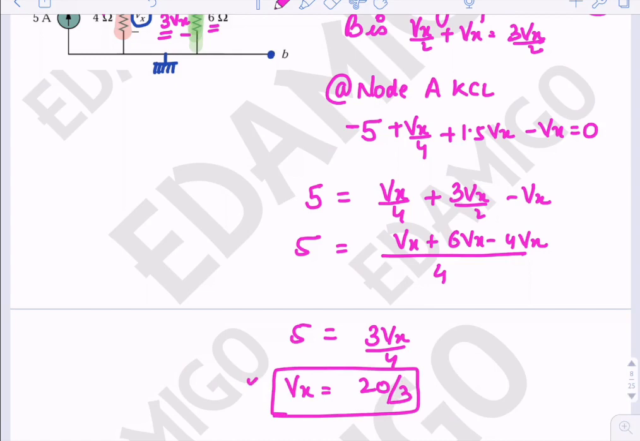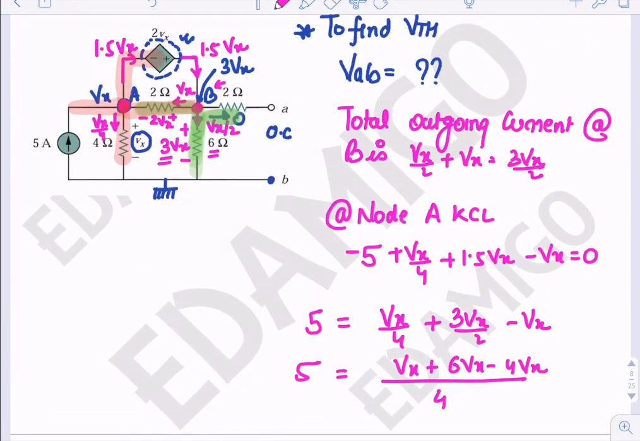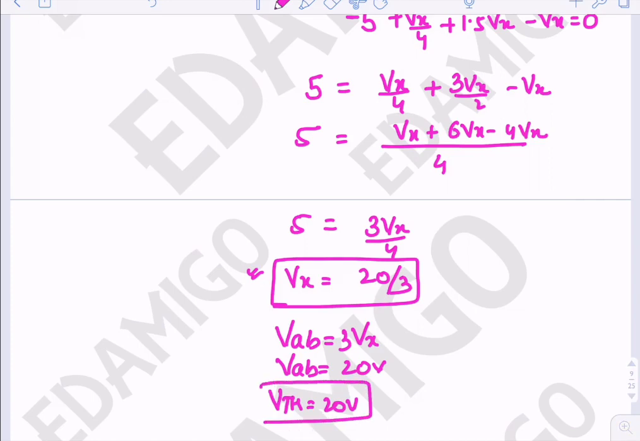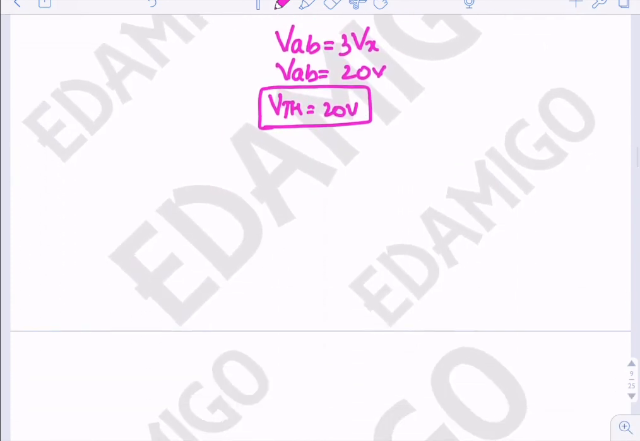Okay, so Vx is equal to 20 by 3, and we can easily see that the voltage between A and B terminals is equal to the voltage across the 6 ohm resistance, because across the 2 ohm resistance there is no current, so there is no drop of voltage. So we can say that VAB is equal to 3Vx, that is equal to 20 volts. So we can say that VTH is equal to 20 volts. Okay, now we have VTH.